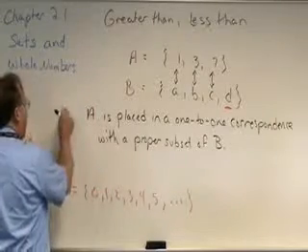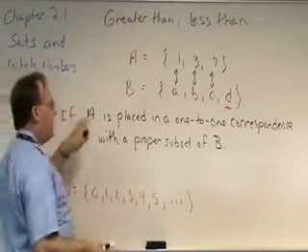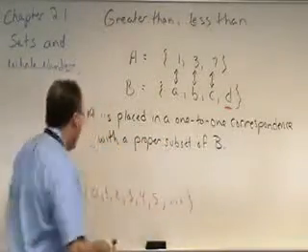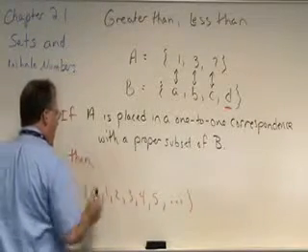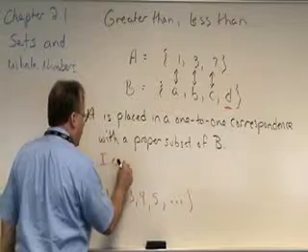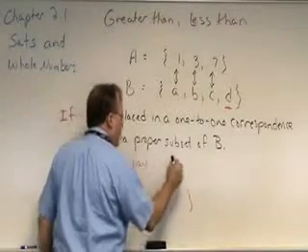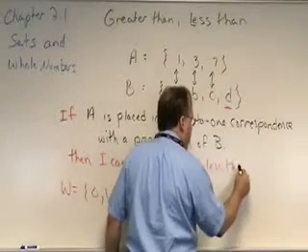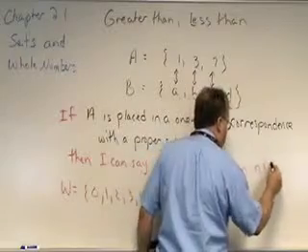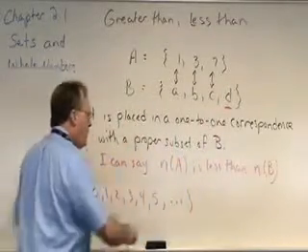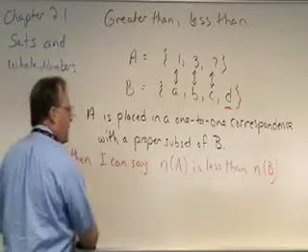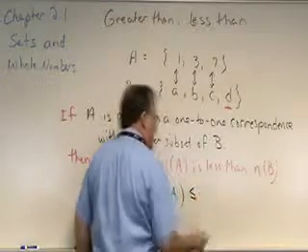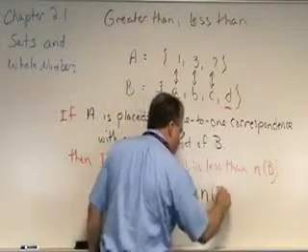And so I can say, if A is placed in a one-to-one correspondence with a proper subset of B, then I can say that the number in A is less than the number in B. Now, how would we write this? Is less than, okay? The number in A is less than the number in B.